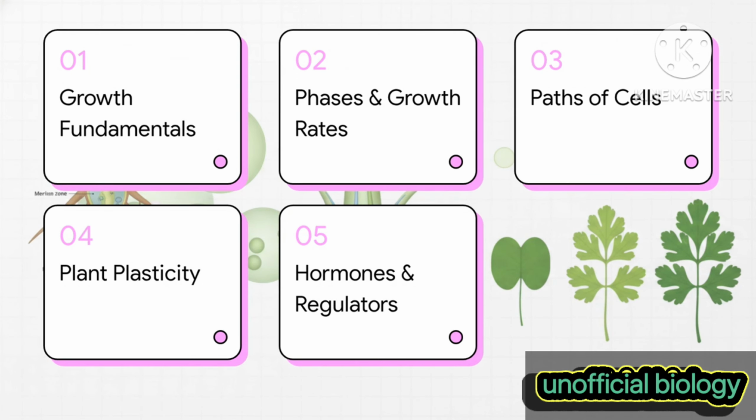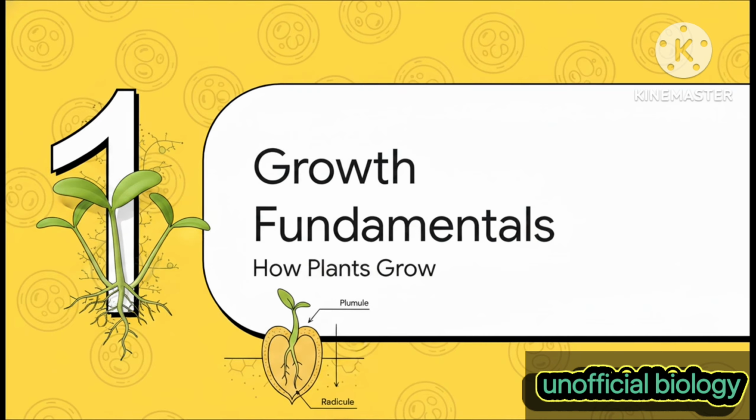All right, here's our roadmap for today's Explainer. 1. Fundamentals of plant growth. 2. Phases and growth rates. 3. The paths of cells. 4. Plasticity in plants. And 5. Plant hormones and regulators. Let's jump right into Section 1, Fundamentals of Plant Growth.